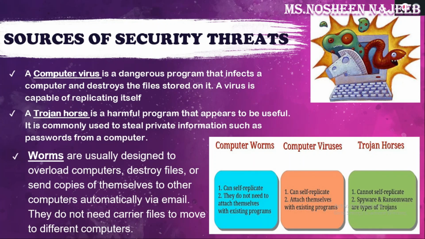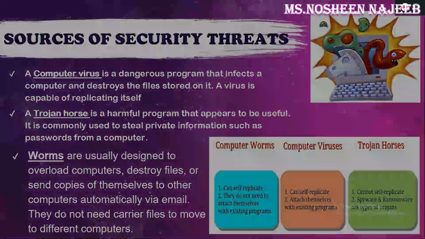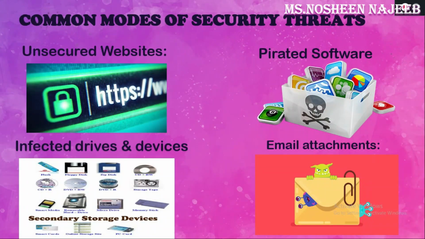Viruses attach themselves to existing programs. And what is used in Trojan horses? Spyware and ransomware. Okay? So these two are the types of Trojan horse software. The next one we have is common modes of security threats.